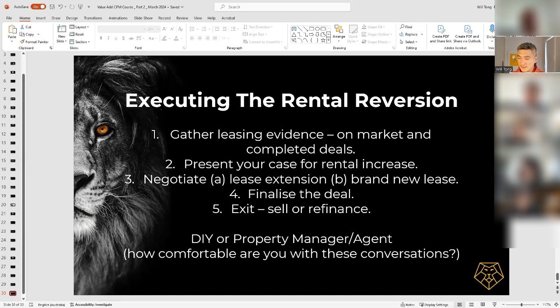So with these rental reversion strategies, obviously you're not going to be looking at brand new properties. You're going to look at established properties. So that's another way of justifying the rental.